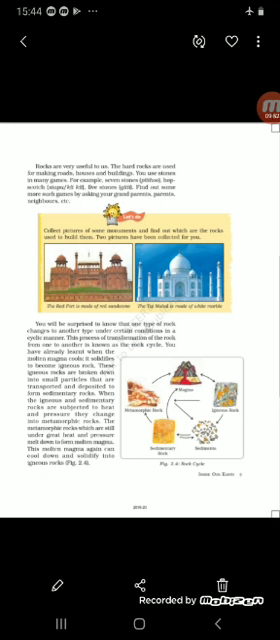Here you can see pictures of 2 monuments, Red Fort and the Taj Mahal. The Red Fort is made up of red stone. The Taj Mahal is made of white marble. These are monuments of our country. You will be surprised to know that one type of rock changes to another type under certain conditions in a cyclic manner. This process of transformation of the rock from one to another is known as the rock cycle.